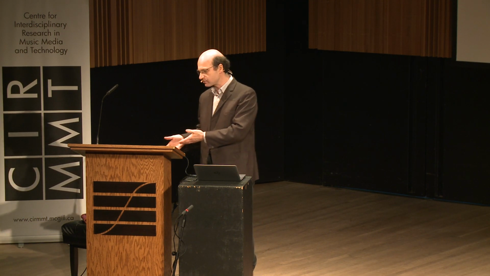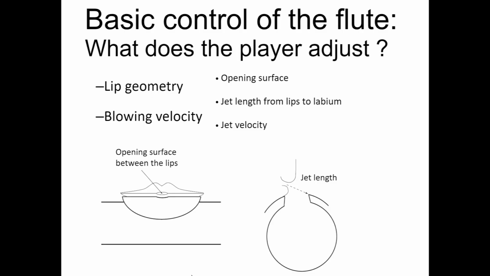But of course, that's because of the lips coming on the embouchure. The player does not put the lips on the embouchure just for intonation purposes. It's because he needs that to play the instrument. So we need to go a bit deeper in what the player is doing. So what's the control on the flute by a flute player? Mostly the lip geometry and the blowing velocity. Those are the two main parameters.